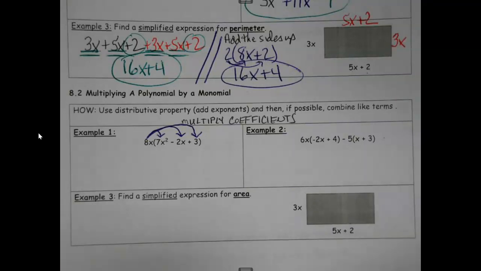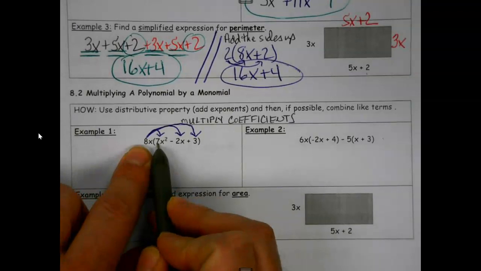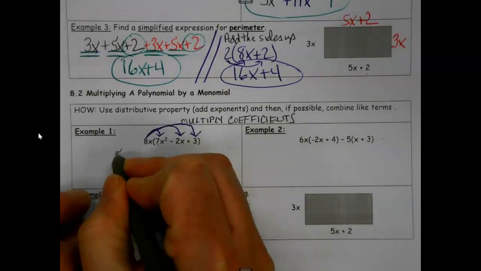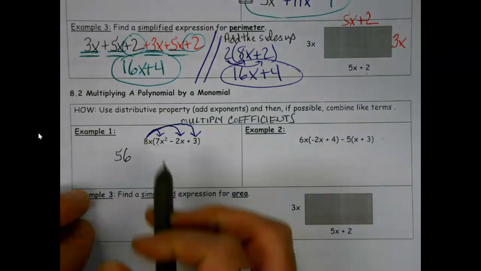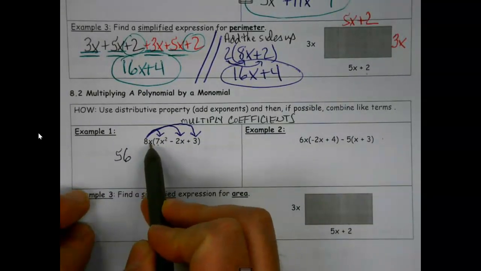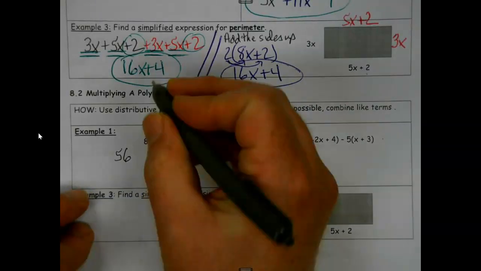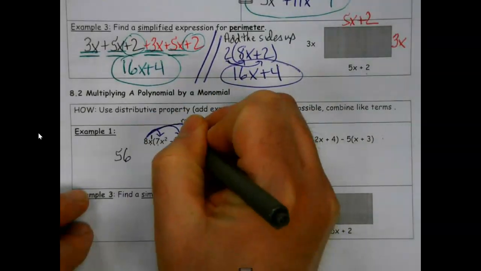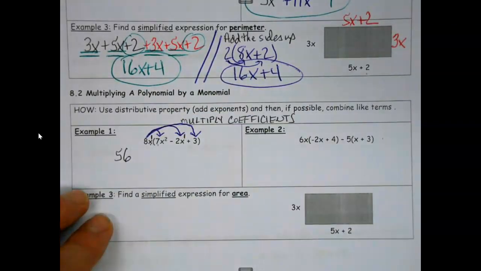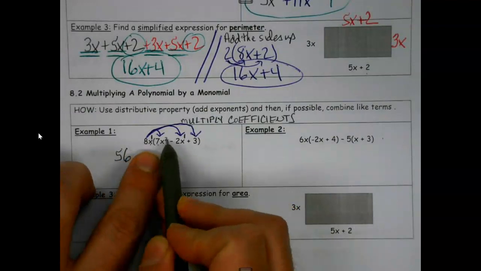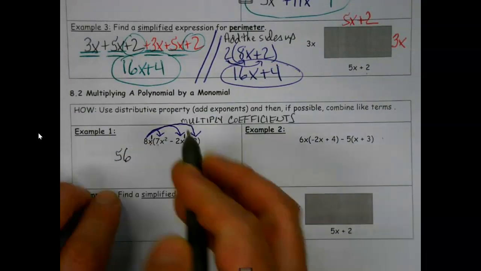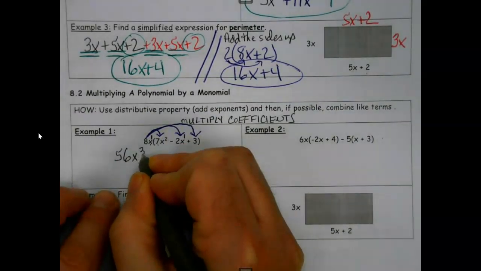So again, we're going to multiply the big numbers. So 8 times 7 is 56. If I don't see an exponent on a variable, what exponent's there? 1. So I'm going to go ahead and put 1s on these, because when we're multiplying, we also add the exponents. So x to the 1 plus 2 is 3.